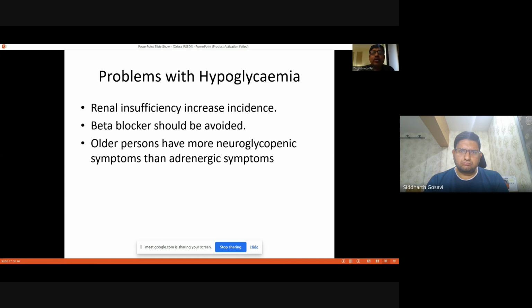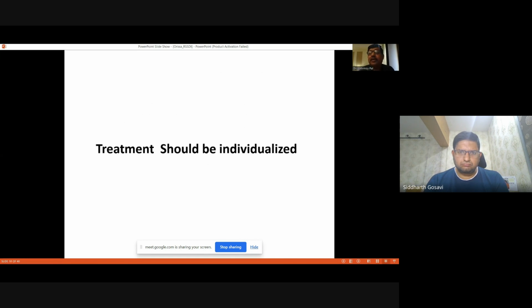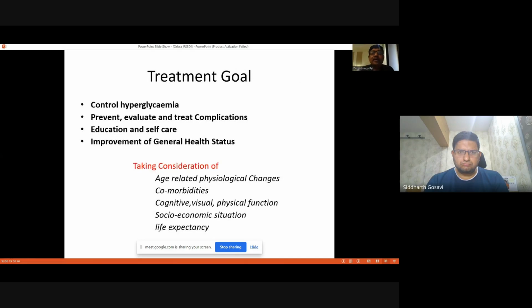Beta blockers should be avoided in elderly patients because the hypoglycemic symptoms may be masked. Treatment should be individualized. The target of treatment is to control hyperglycemia, and to prevent and treat complications. Education and self-care are very important, and the overall healthy status is to be restored in a geriatric population.